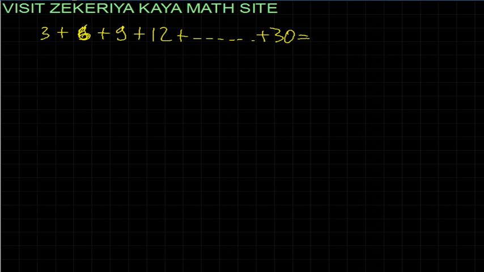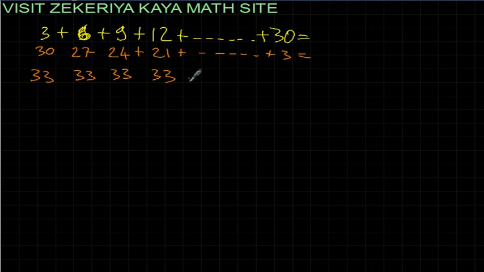I will write the numbers from last to first. 30, before 30, 27, 24, 21, and 3. Look at that. 3 plus 30, 27 plus 6, 24 plus 9, 12 plus 21, and this is going to be 33 also.